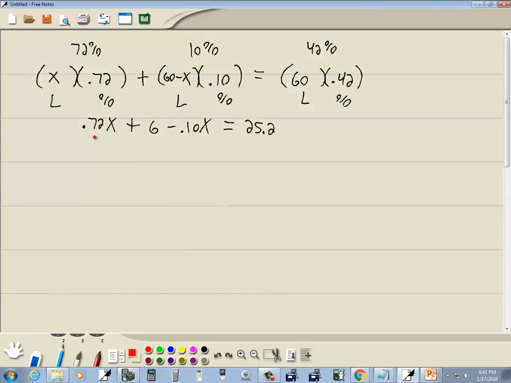Combining like terms, we've got 0.72x minus 0.10x. That gives us 0.62x plus 6 equals 25.2. Get everything with an x on one side and numbers on the other, so I take the 6 over. So I've got 0.62x is equal to 25.2 minus 6.